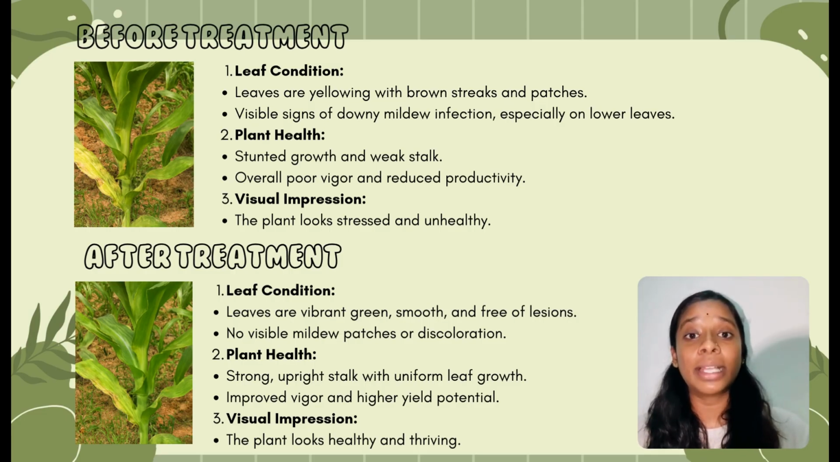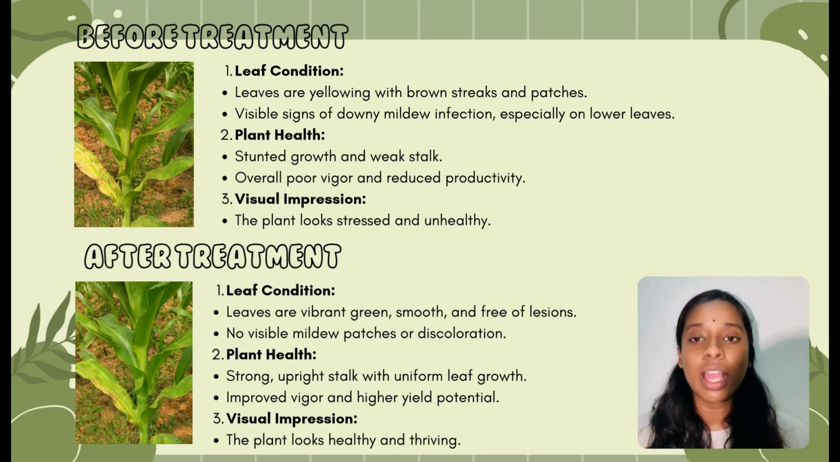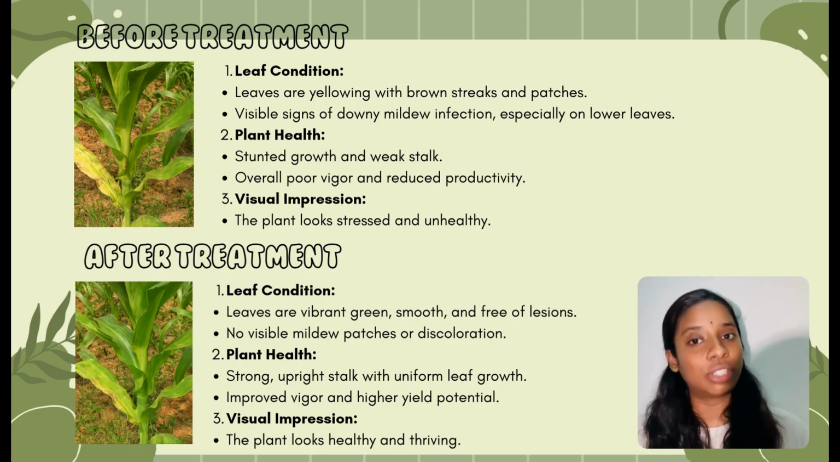After applying the metalaxyl, the transformation is remarkable. Leaves regain their vibrant green color, becoming smooth and free of lesions. The stalks grow upright and strong, and leaf growth becomes uniform. The plants show improved vigor and a higher yield potential. Visually, they look healthy and thriving. This is a clear indicator of successful disease management.